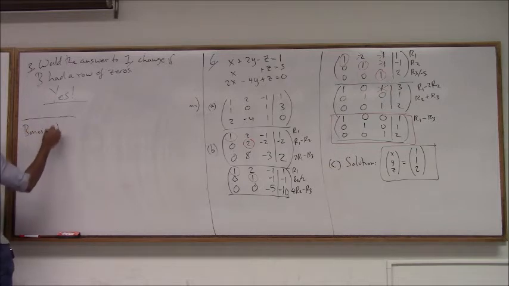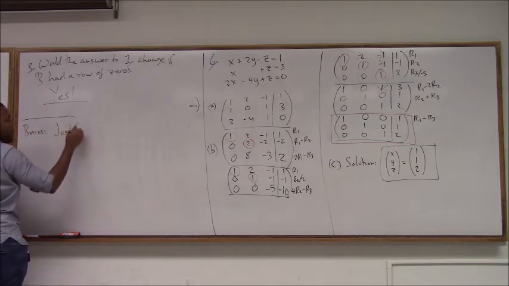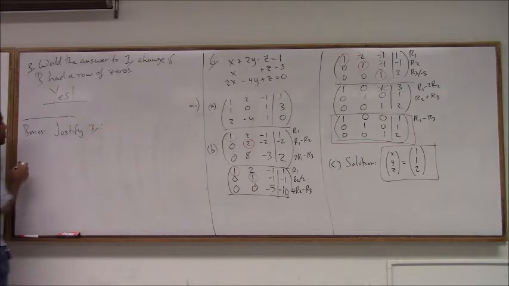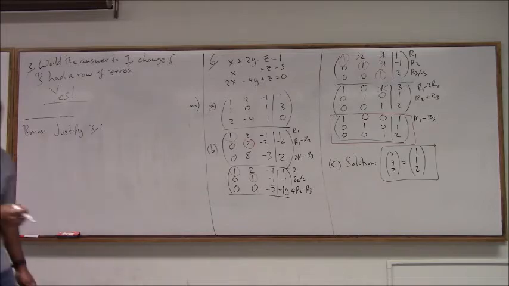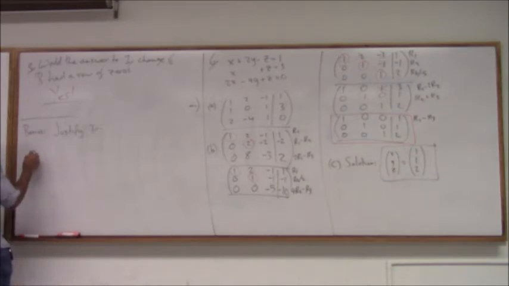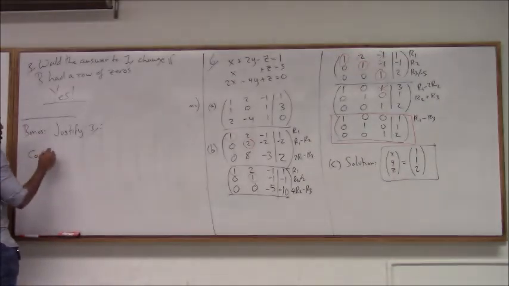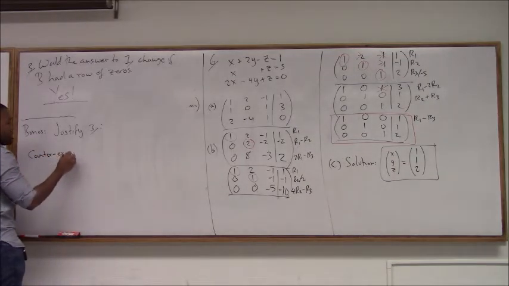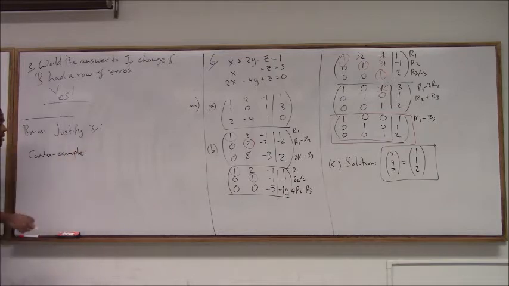Bonus, justify your answer to 3. With that part of it, you can just pick an example. Right, so if you're disproving a general theorem, you can do it by a counterexample. So I'll just give a counterexample. And it's actually not hard to come up with one here.